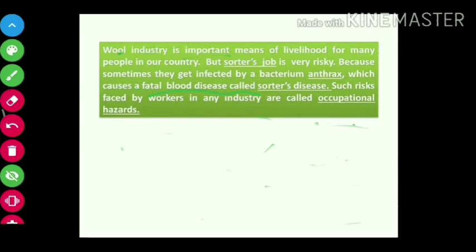So in this disease, what will happen? Their blood will be poisoned, and that person will feel difficulty in breathing. Such risks faced by workers in an industry are called occupational hazards.